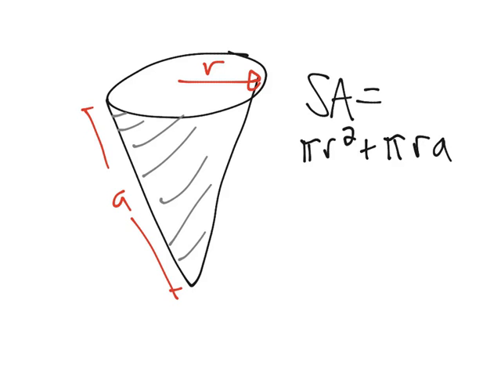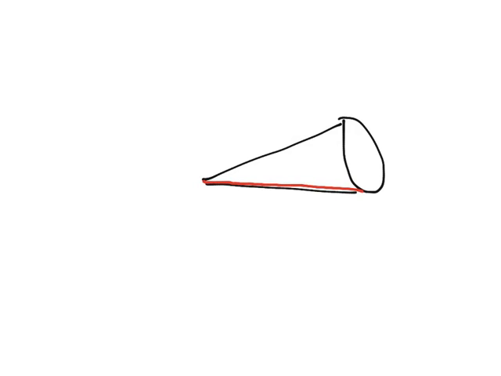And you might ask, where on earth did we get pi r a? If your teacher didn't explain that to you, I'm going to explain that to you right now. So let's turn our cone on the side. So it's laying down on a flat surface, and this line here is our a, and this is still r, okay?